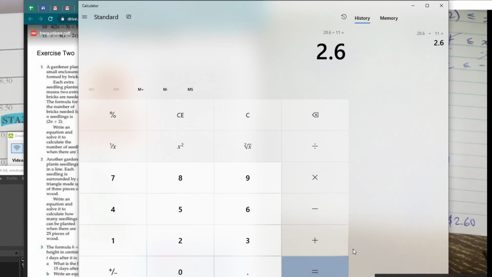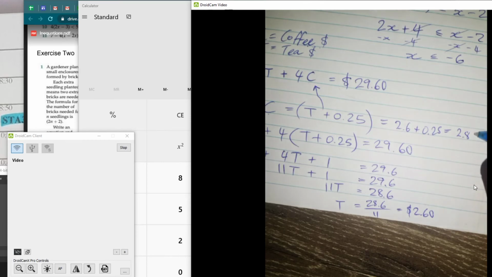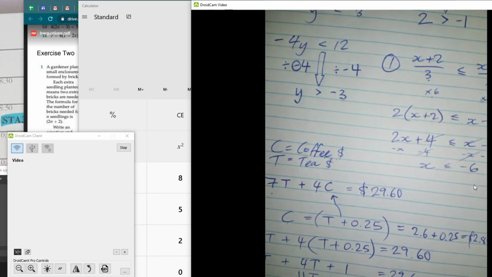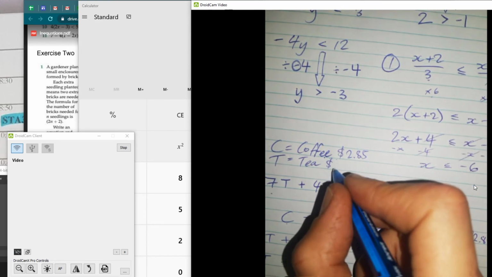28.6 divided by 11. We now know that T costs $2.60. So how much is coffee? It's T plus 0.25, equals 2.6 plus 0.25 equals, oops, let's show you the camera, $2.85. So now we know that the price of coffee is $2.85 and the price of tea is $2.60.